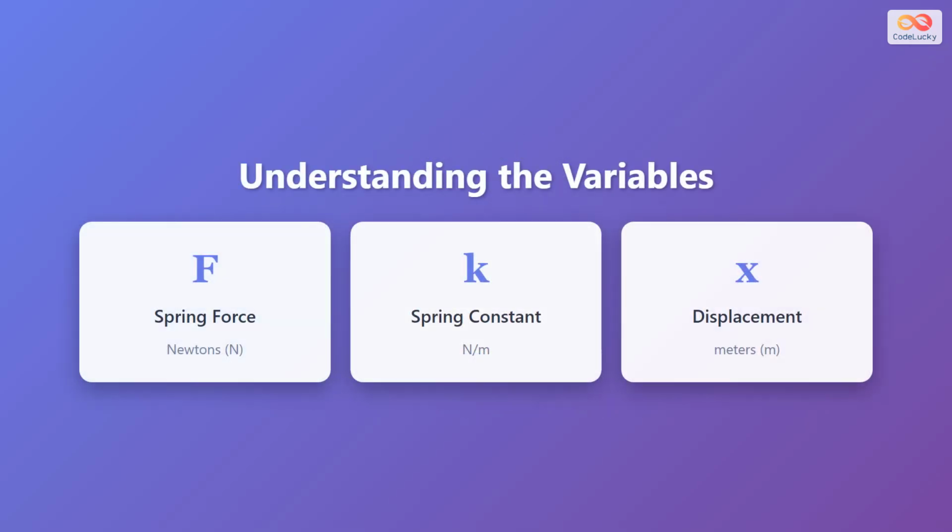Let's break down each variable in Hooke's law. F represents the spring force, measured in newtons. This is the force the spring exerts back on whatever is stretching or compressing it. k is the spring constant, measured in newtons per meter. This value tells us how stiff the spring is. And x is the displacement, measured in meters. This is how far the spring has been stretched or compressed from its equilibrium position.